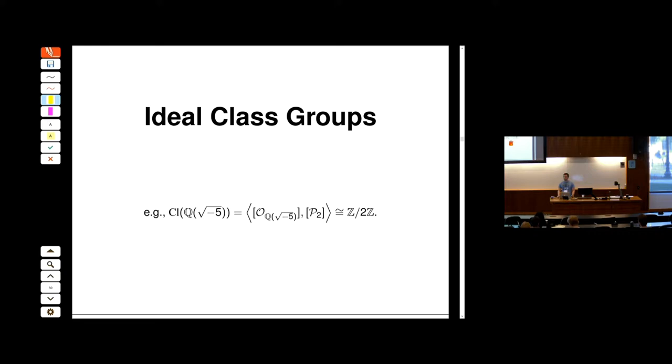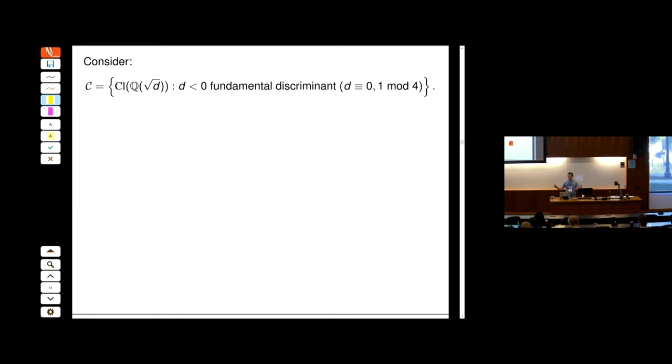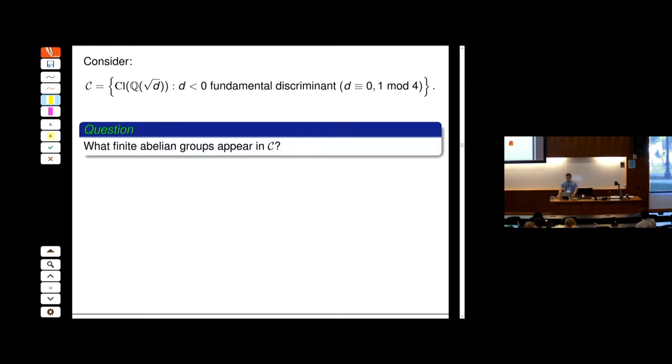Okay, so we're going to consider all the class groups together. I'm going to run through negative fundamental discriminants, that is D congruent to 0 or 1 mod 4, put them all in a set, and I want to know how often each one appears. Okay, how would we go about that? So what finite abelian groups appear? We know that these class groups are finite abelian groups. So which ones will appear? How often will I see each group?